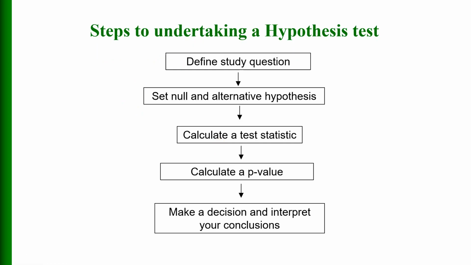Steps to undertake a hypothesis test. First of all, you will define a study question, then you will set null and alternative hypotheses, then we compute a test statistic. It may be a coefficient of correlation, it may be a coefficient of a variable, it may be a t-test, a z-test, an f-test, or any other test. Then we will calculate the p-value or the significance value, and then we will make a decision and interpret our conclusions.